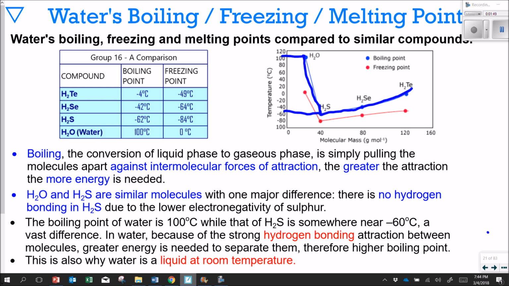Boiling is the conversion of the liquid phase to the gaseous phase, and it's simply pulling molecules apart against the intermolecular forces of attraction that are between the molecules. The greater the attraction, the more energy is needed. So H2O and H2S are similar with one major difference. There is no hydrogen bonding in H2S due to the lower electronegativity of sulfur. On the other hand, in water, because of the strong hydrogen bonding attraction between the molecules, a lot more energy is needed to separate the water molecules, and therefore the much higher boiling point. This is also why water is a liquid at room temperature.